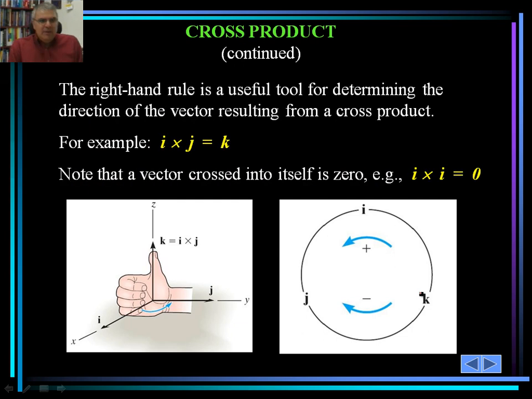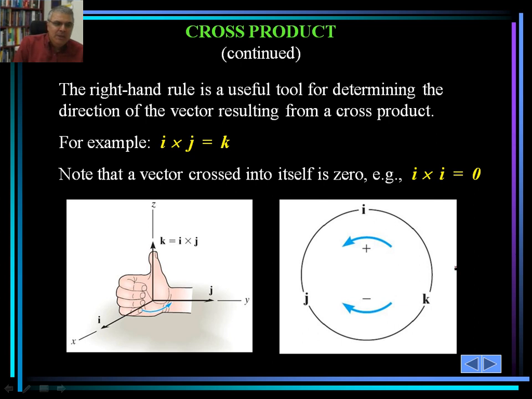Again, with practice, we would know about that. If you do a cross product of a vector by itself, the answer would be 0. For example, I cross I would be 0, J cross J would be 0, and K cross K would be 0.